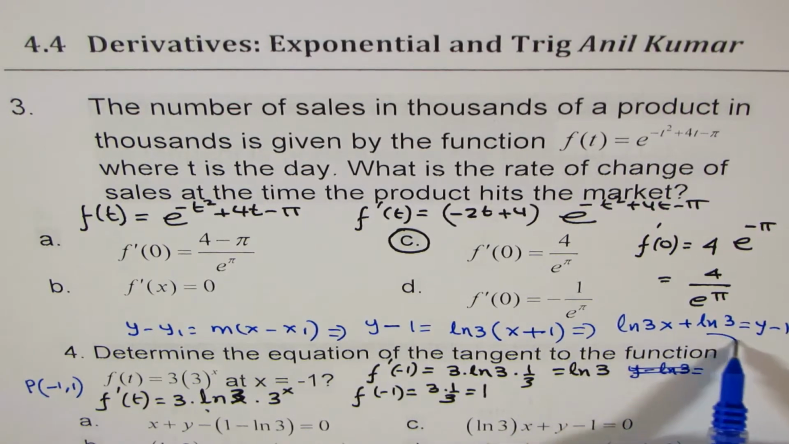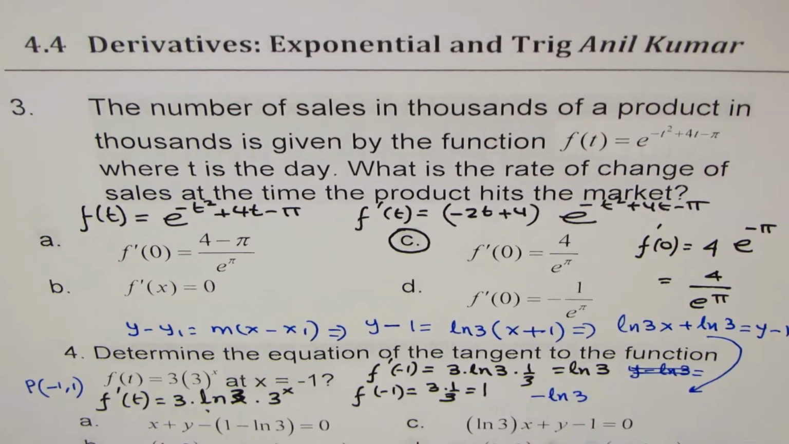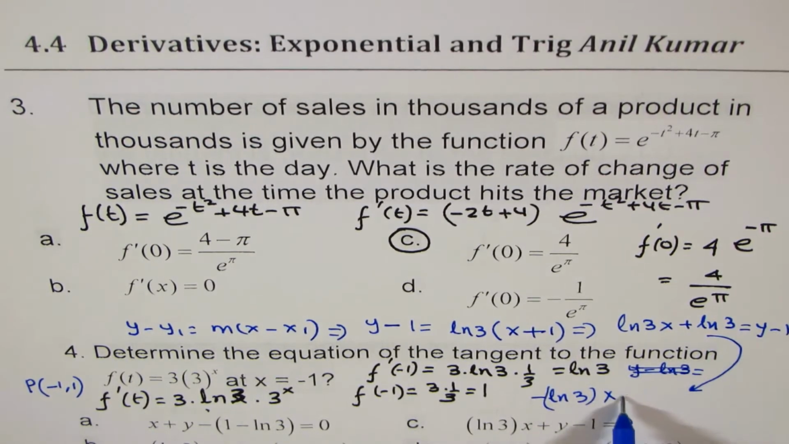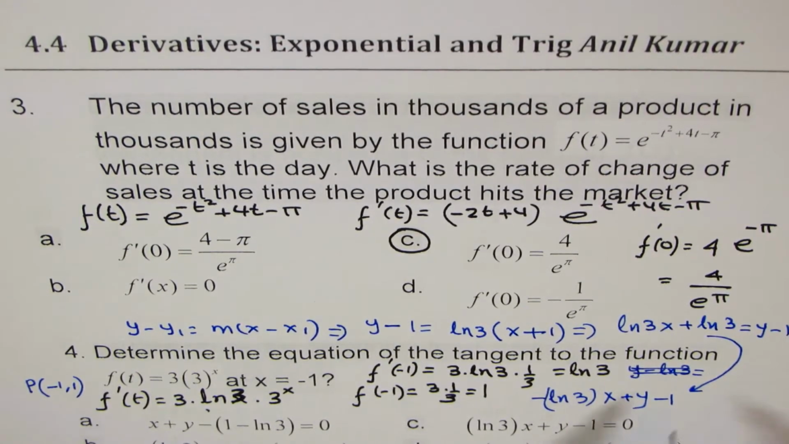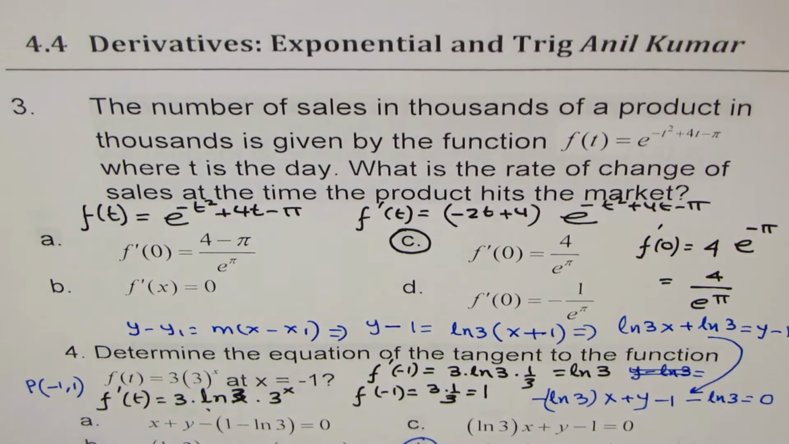So if I take this equation and bring all the terms to the right side, then I think I match with this. So we have y here, taking this with minus ln 3x, we get the first term, plus y is already there, minus 1, and if I bring this, it is also minus ln 3 equals 0. So that matches with option D, right? When you take a bracket, they become positive. So I hope that's fine.